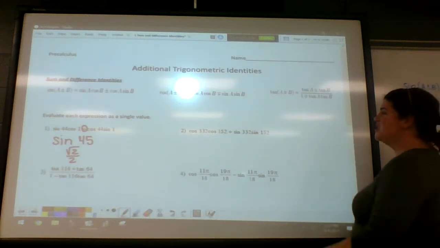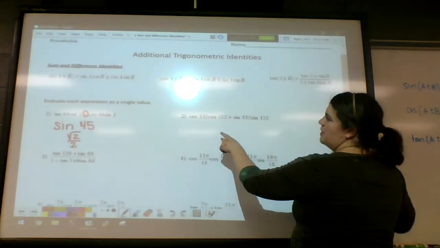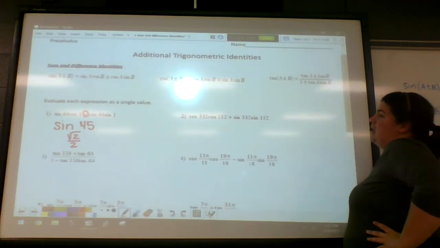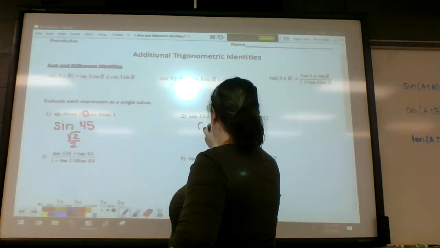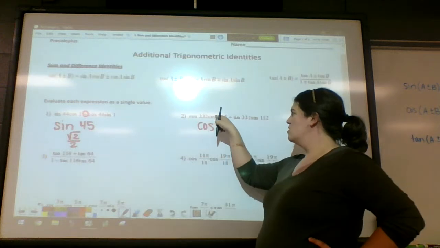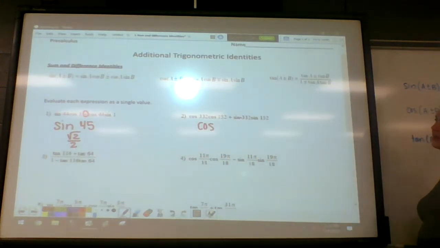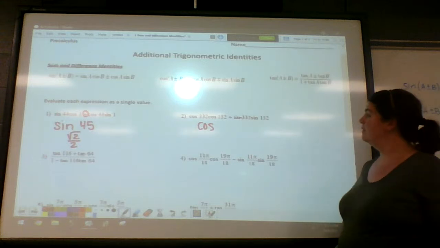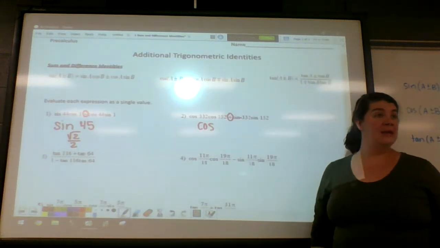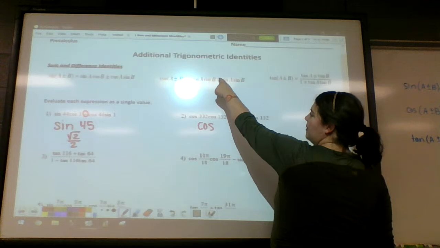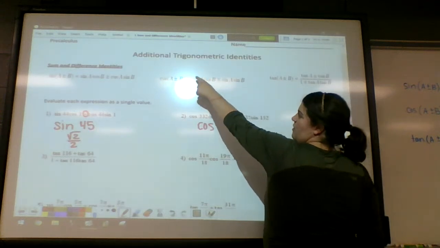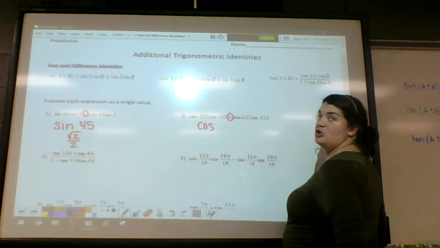All right, the next one, number 2: is this a sine, cosine, or tangent sum or difference identity? This one is a cosine because the cosines are together. You have cosine, cosine, then sine, sine. What is angle A? 332. What's angle B? 152. Is this being added or subtracted? In here you have a plus, which means you're using the one on the bottom, so technically you're subtracting them.